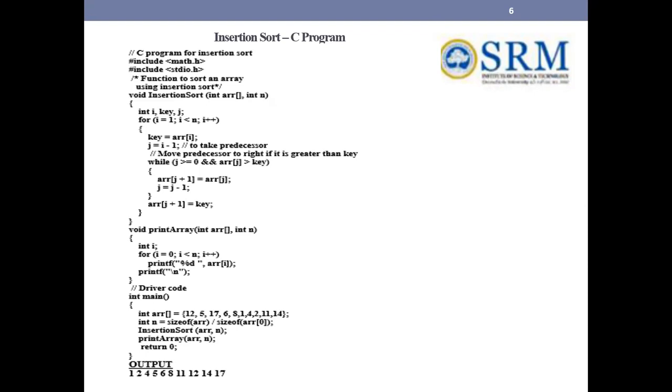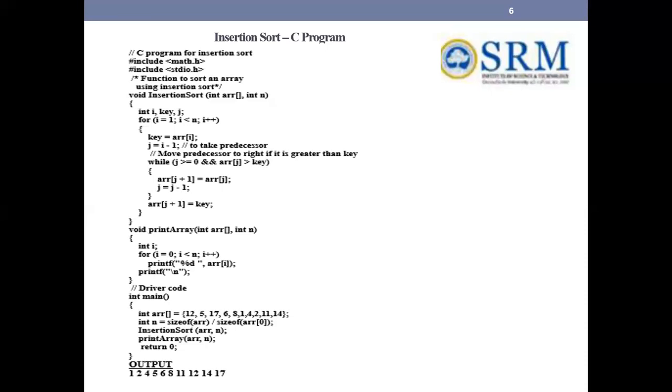Now the current value is compared with the predecessor. If the predecessor is greater than the current value, move the value to the next location. So array of j is moved to j plus 1. That is moving the predecessor. Now again j equals j minus 1.